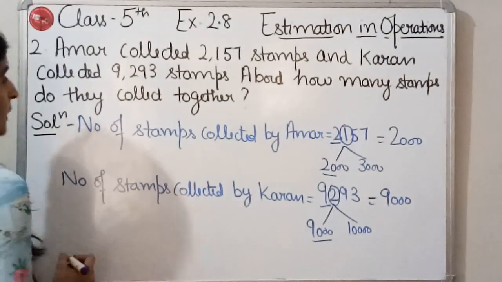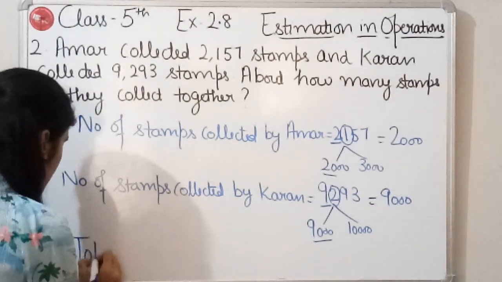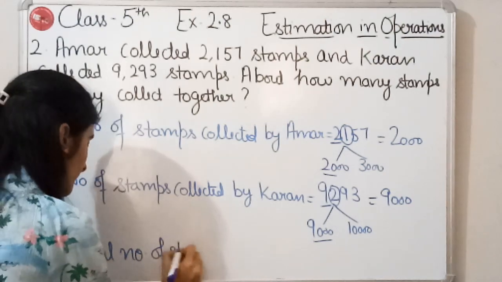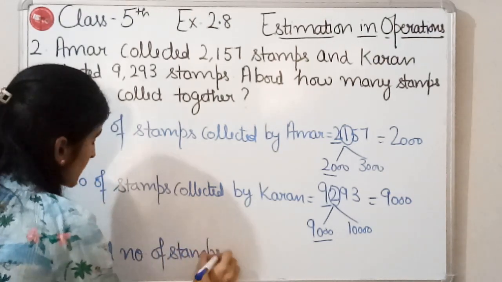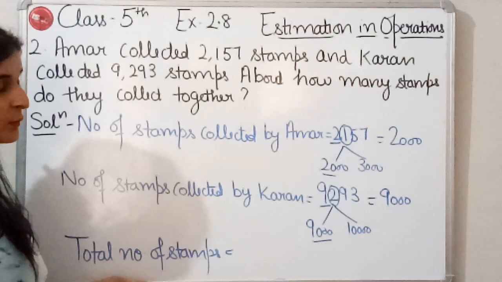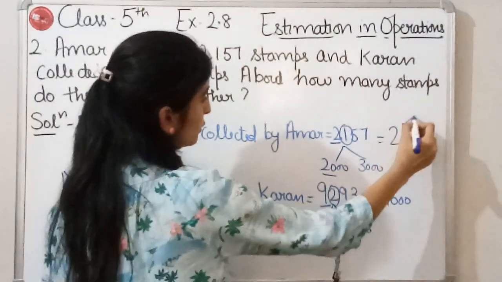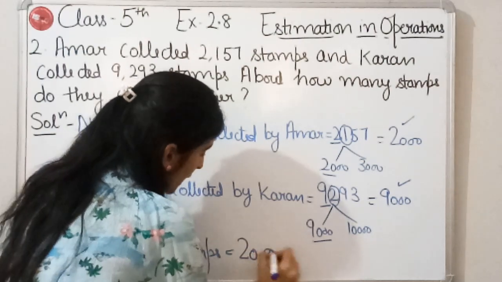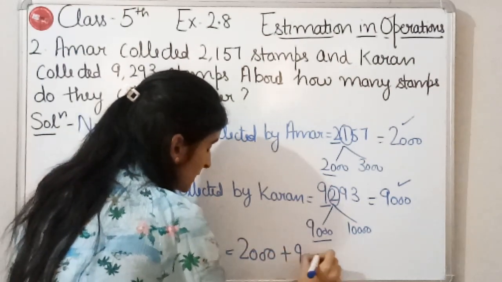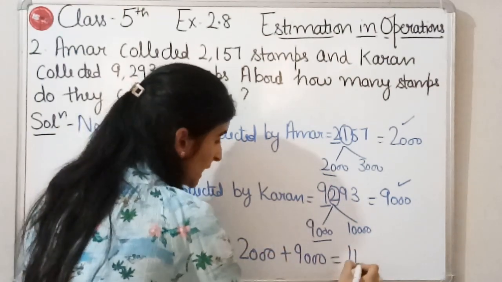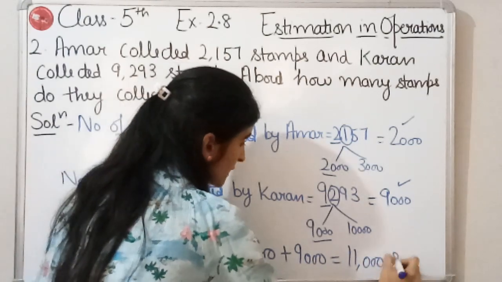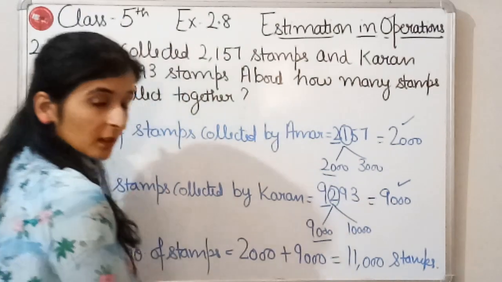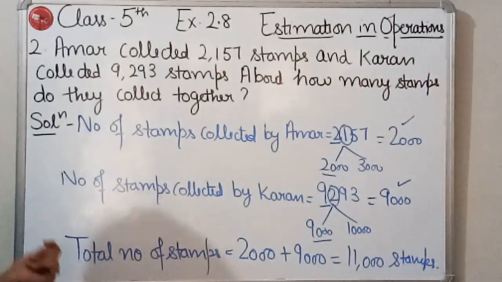So for finding the total number of stamps, we will add this 2000 and 9000. So 2000 plus 9000 is 11,000. So 11,000 stamps is the answer. Clear? So what was the question?